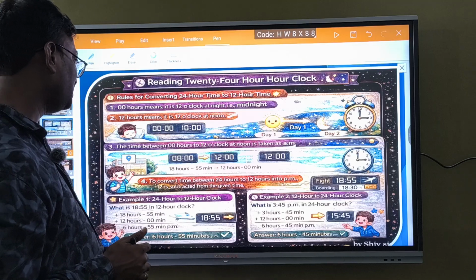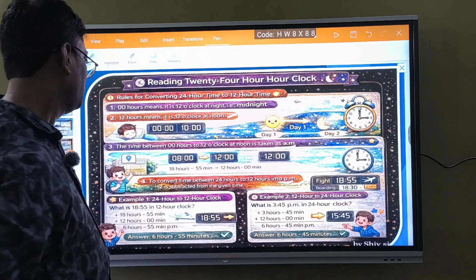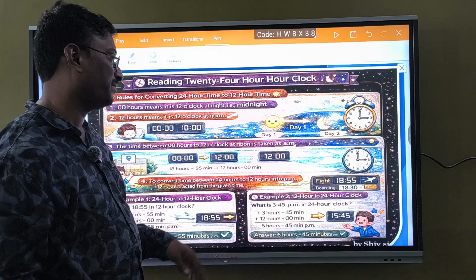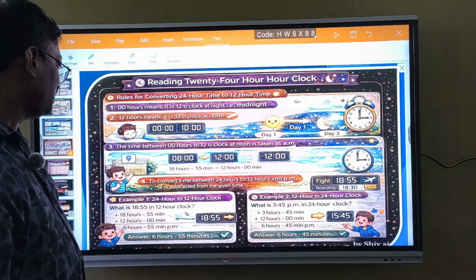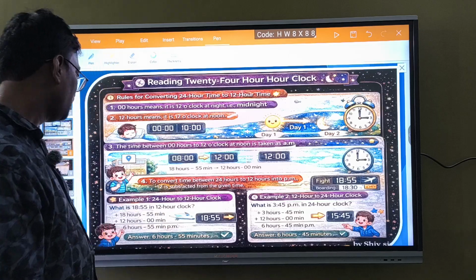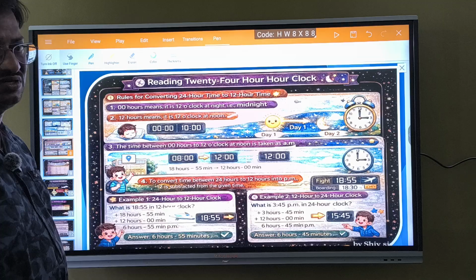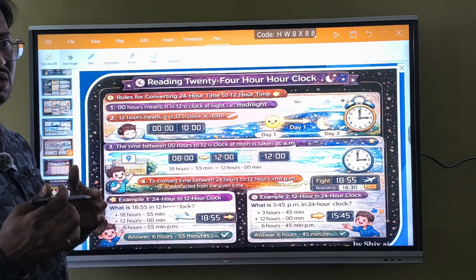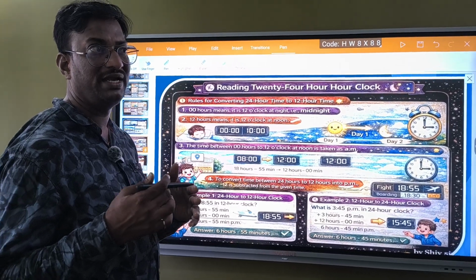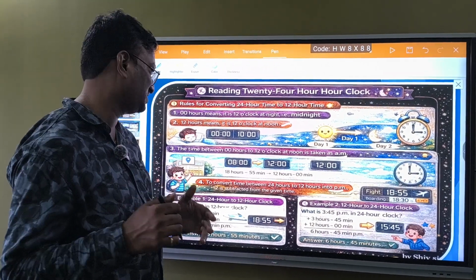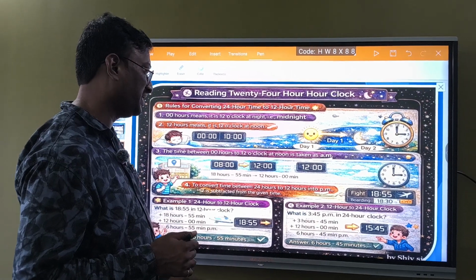The converting time between 24 hours to 12 hours into PM: 12 is subtracted from the given time. After that we consider it as 12 PM. So, example, 24 hours to 12 hours. What is 1855 in 12 hours clock? 1855 means afternoon, after 12 o'clock. 18 minus 12 will give you 6. So it is afternoon 6:55 PM.